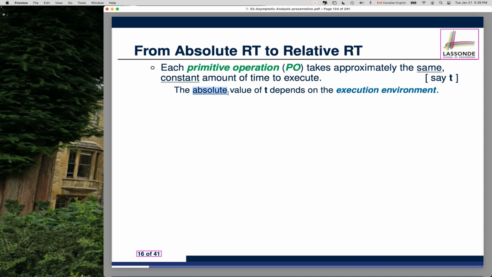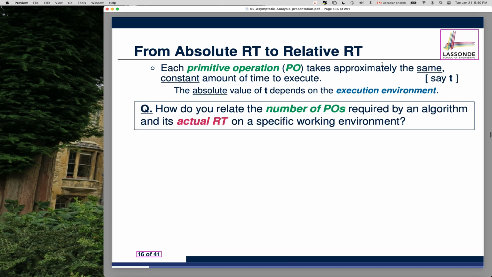Okay? So I'm going to do something that's a little bit concrete, but also a little bit hypothetical. But hopefully that can carry the idea to you. So this is a question we've got to answer here, and then I'm going to build a solution from scratch. The question goes like this: how do we relate the number of primitive operations required by some algorithm, for example, 7n minus 2, to the actual absolute running time, depending on the execution environment? That's the question we want to answer. All right, let's now build this from scratch.